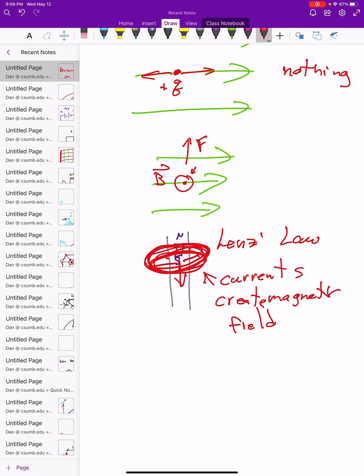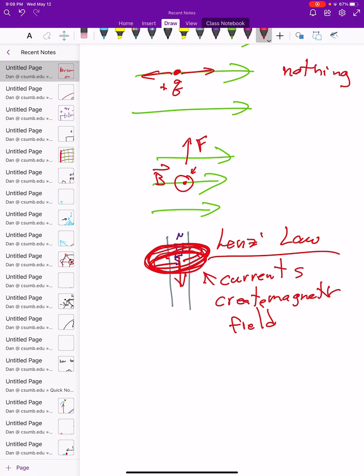if they could talk, they'd say, we don't like this change happening. We want this change to stop. We want to slow it down. So they're going to slow down the magnet's fall. They can't stop the magnet's fall, because if they did, then there wouldn't be anything to change. So they slow it down, but they don't stop it. And that's Lenz's law.